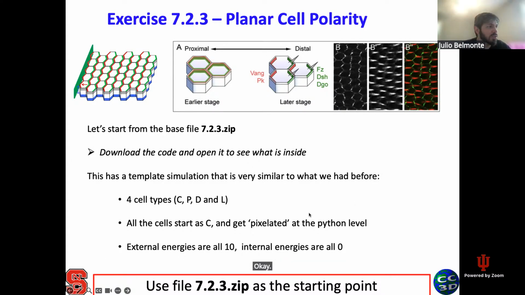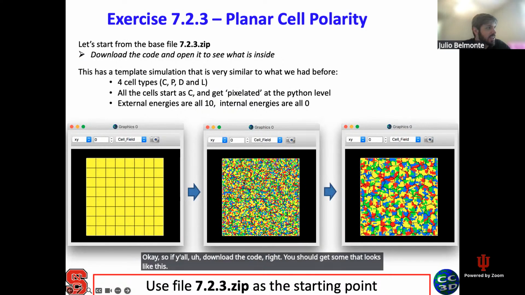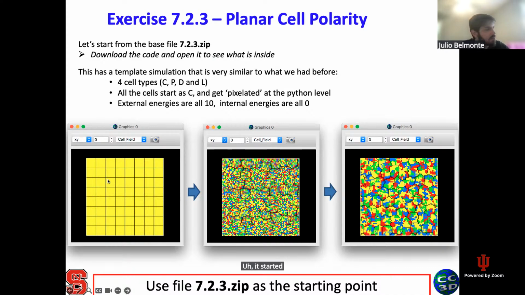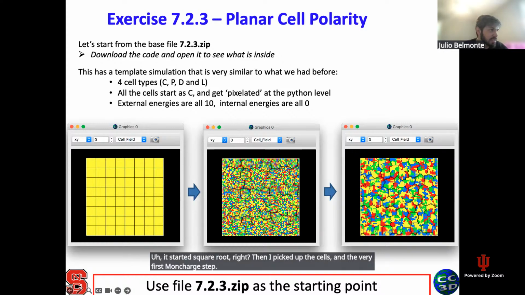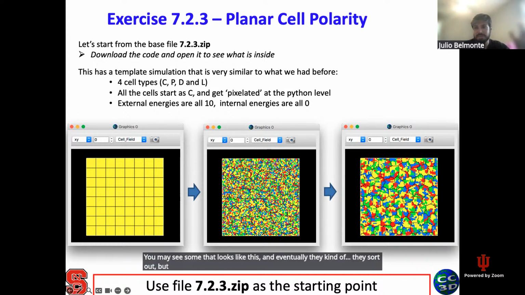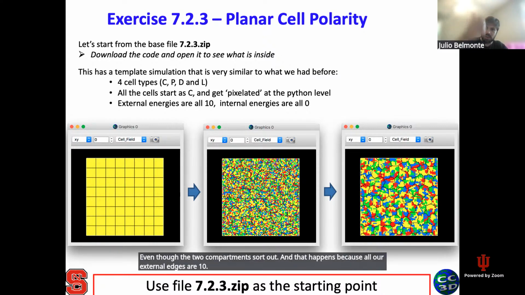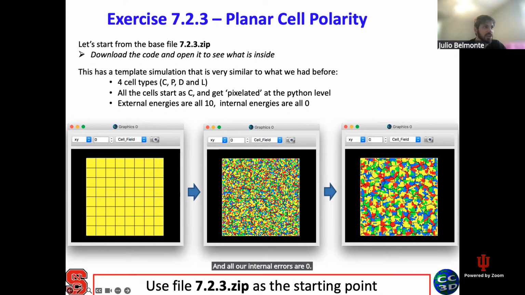Okay, so if you run the code, you should get something that looks like this. Each cell starts as a square, then I pixelate the cells, and in the very first Monte Carlo step you may see something that looks like this, and eventually they sort out, but there's absolutely no pattern emerging. Everything is still a mess, even though the two compartments sort out. That happens because all our external energies are 10 and all our internal energies are 0. But that's not the output that you want to have.